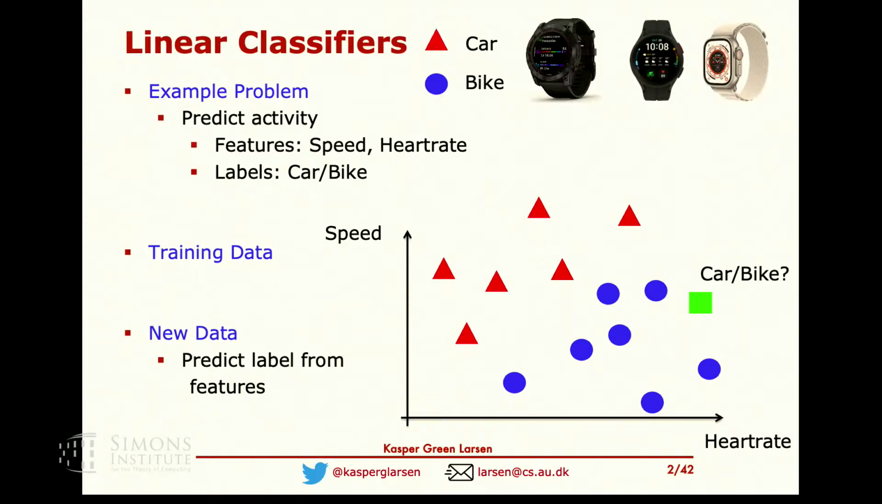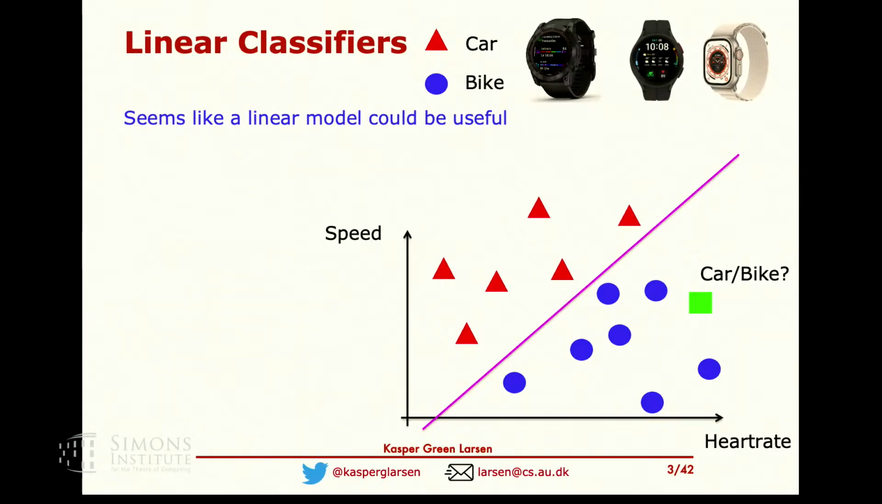So the idea here is, given this training data, we want to train a classifier so that given a new data point, without its label, we can make a prediction as to what the label is, right? So is this square out here a car or a bike? Just staring at the picture, we would probably guess that this is someone on a bike, but maybe we can do it a bit more formally.